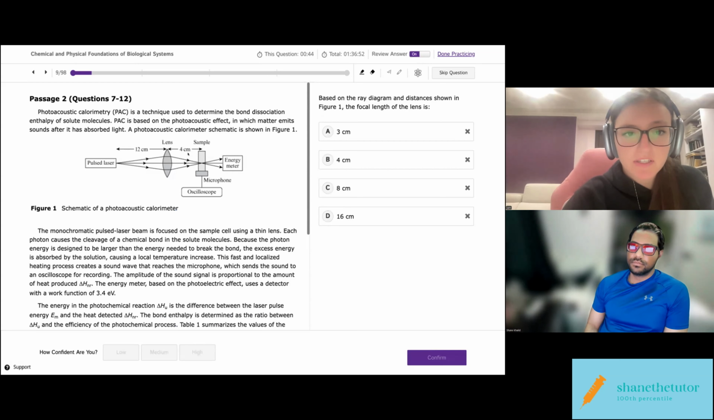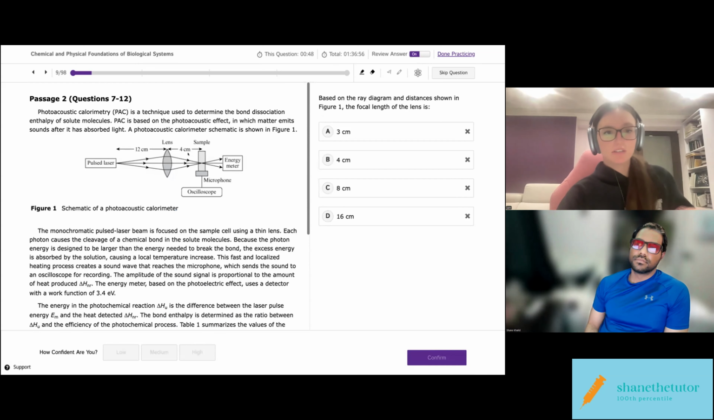So from the laser to the lens, that's the distance that the light travels. And then after the lens, that's the visible light. So the focal length.